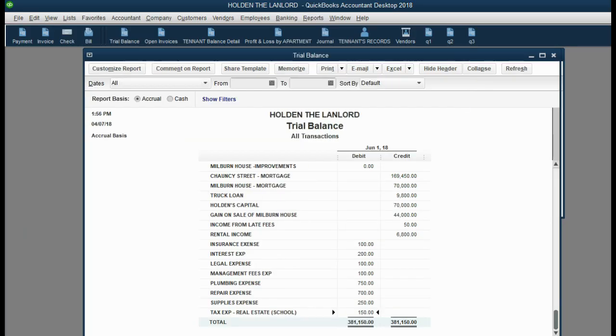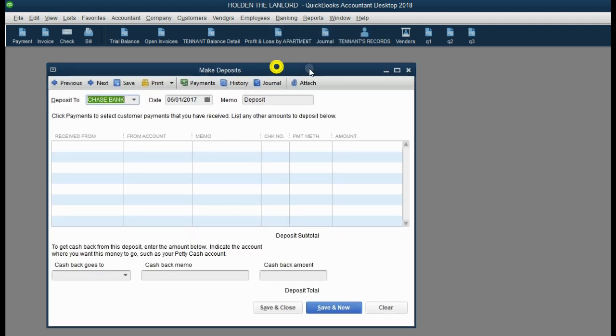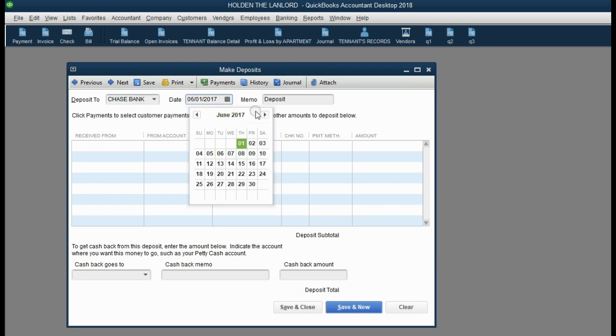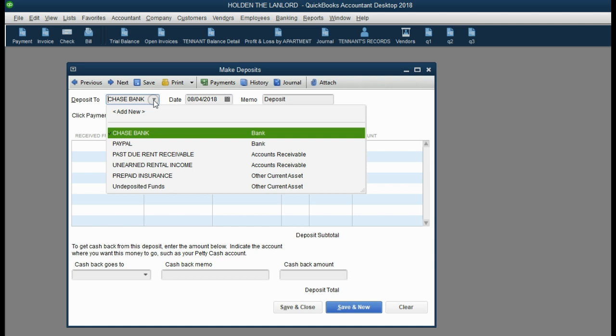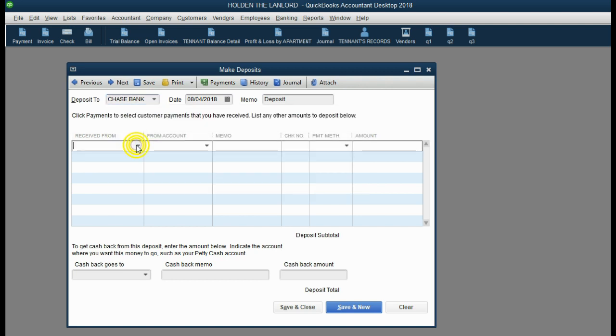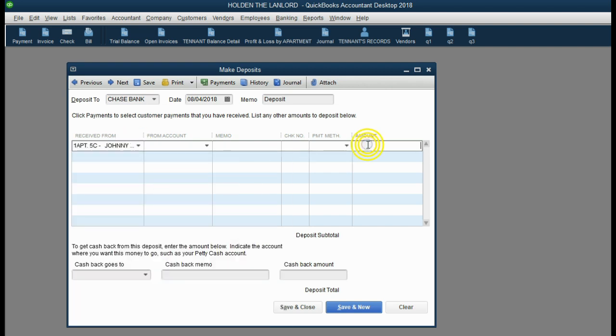Very simple. From the main menu, click Banking, Make Deposit. Now, we said it was going to be August 4th of 2018, so let's just jump over to that. And of course, we're depositing the money to Chase Bank. Now, first, we have to record that we received from Johnny the tenant, and we have to put on that same row the actual amount that we received.